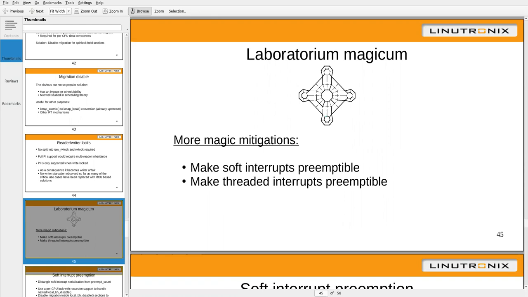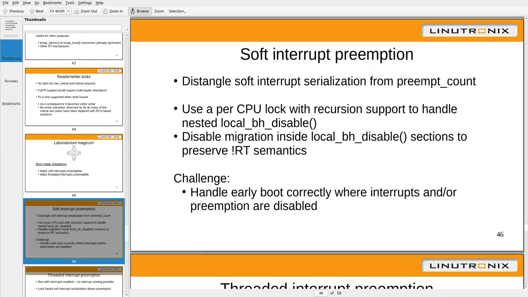So we have more magic mitigations coming. We have to make soft interrupts preemptible. Soft interrupt disabling happens in the non-RT kernel just as part of the preempt counter, because it implicitly also disables preemption. It's easy, it's just one part of the preempt count. So we have to split that out, separate that out. And we use a per CPU lock, a sleeping spin lock, which has recursion support, because we have nested local bottom half disable sections. So we have to handle that.